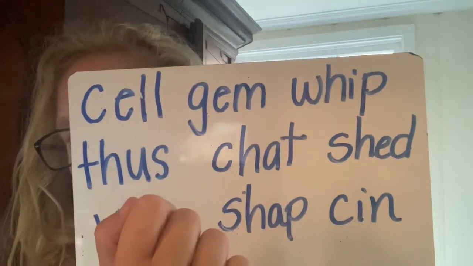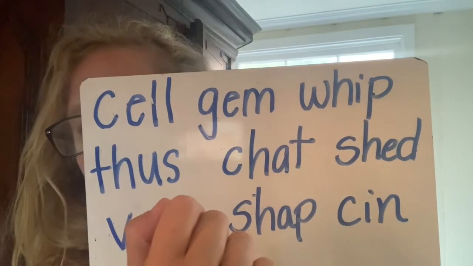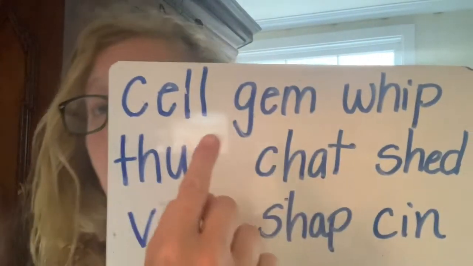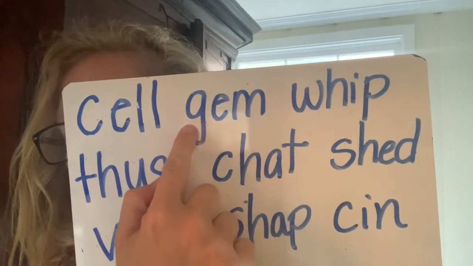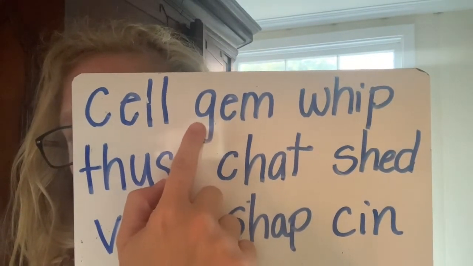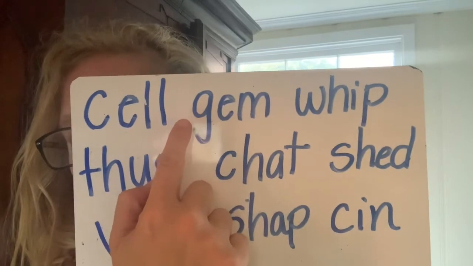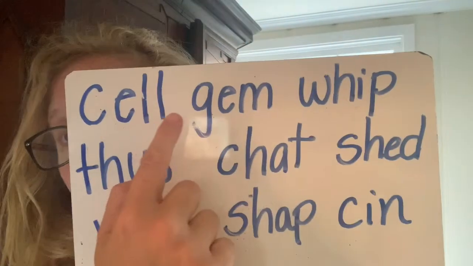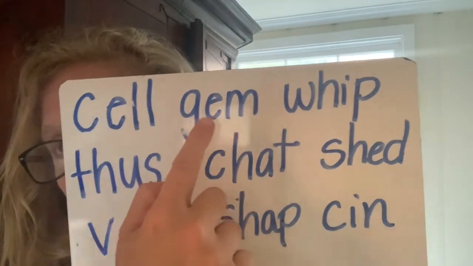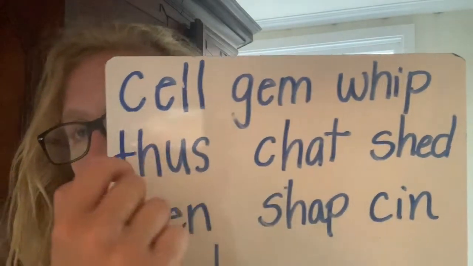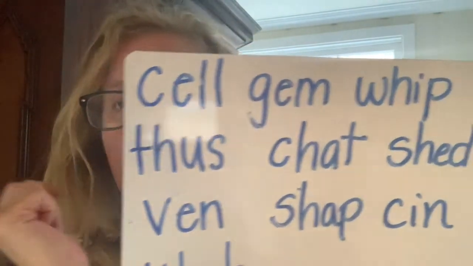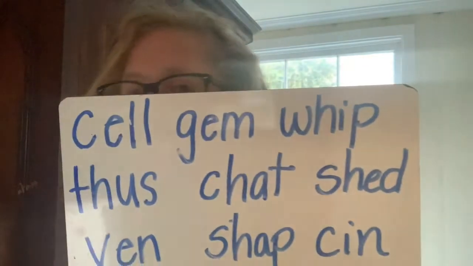All right. Now we talked about this as well. The letter G sometimes sounds like a J when it's followed by an E, an I, or a Y. Here we go. Think, sound, read. See that? It sounds like a J. Gem. Gem. She had a gem on her finger, a ruby, which is red.